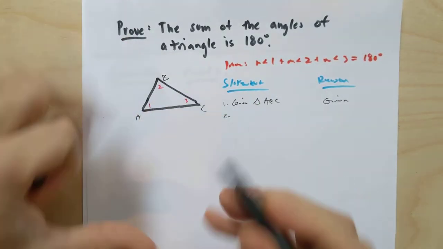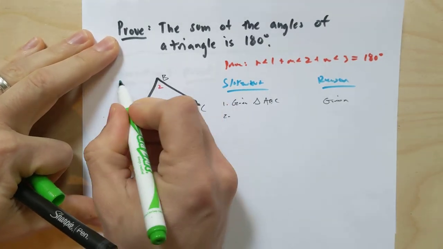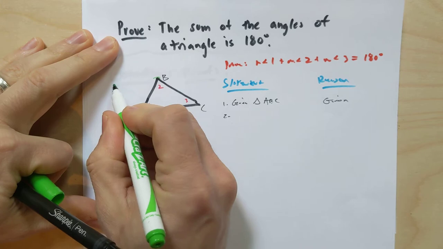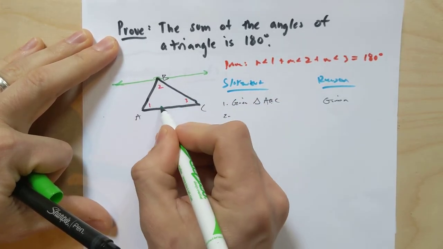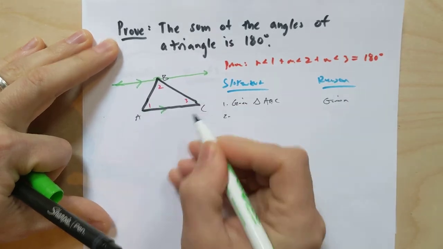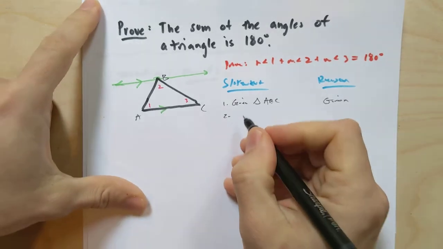I'm going to do something. I'm going to draw something that's called an auxiliary line. I'm going to draw a line that goes through point B, and I'm going to say it is parallel to segment AC. It's possible to draw this line, right? And actually, how is it possible to draw this line?